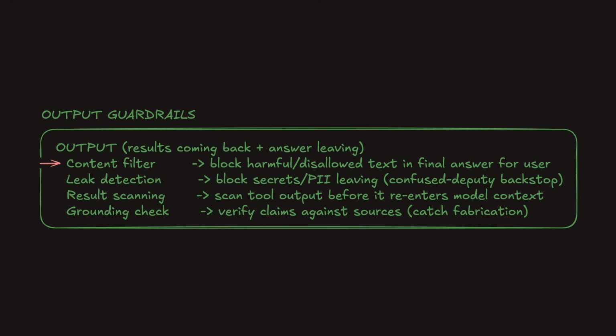Content filter is checking for harmful or disallowed information so that it doesn't make it through. This is to protect the human. Leak detection is blocking secrets from leaking through, like API keys, passwords, or PII. Result scanning is to check for harmful content that could make the AI model do things that it shouldn't. This is to protect the AI model. Grounding check is to prevent hallucinations by verifying claims against sources to try to catch fabrications through researching. It's more so protecting the user and the system.